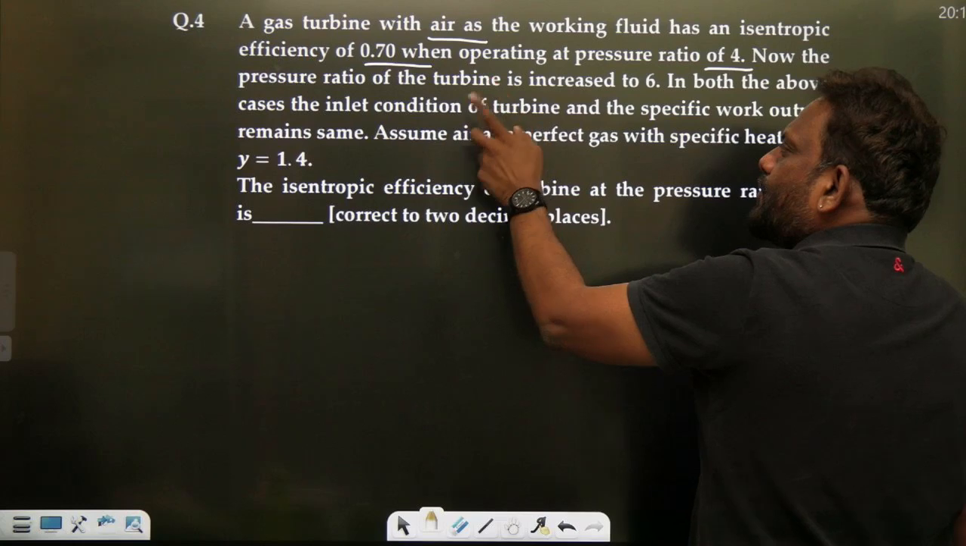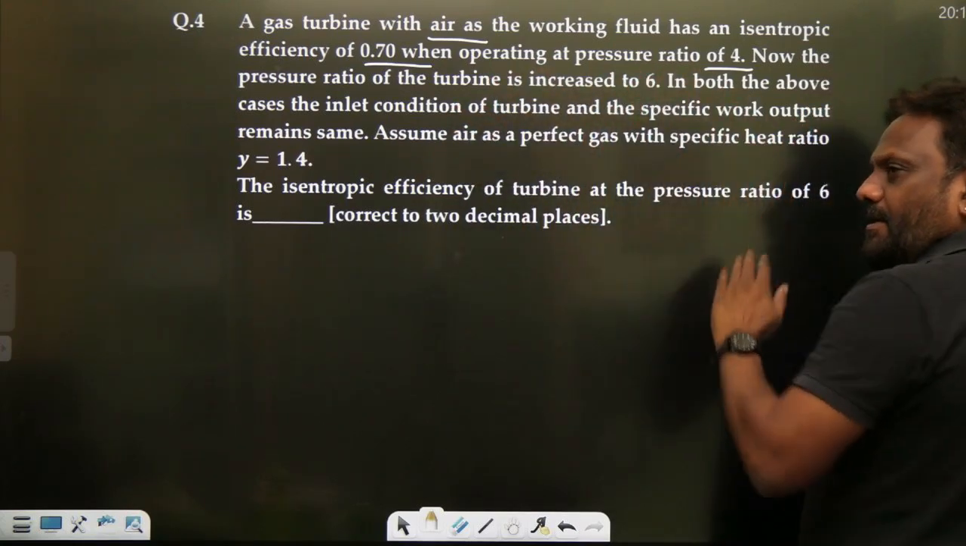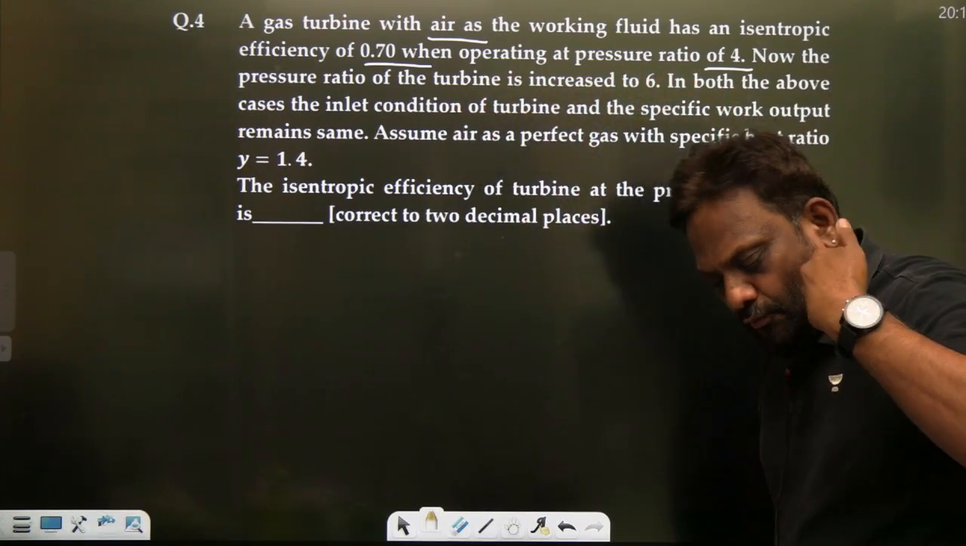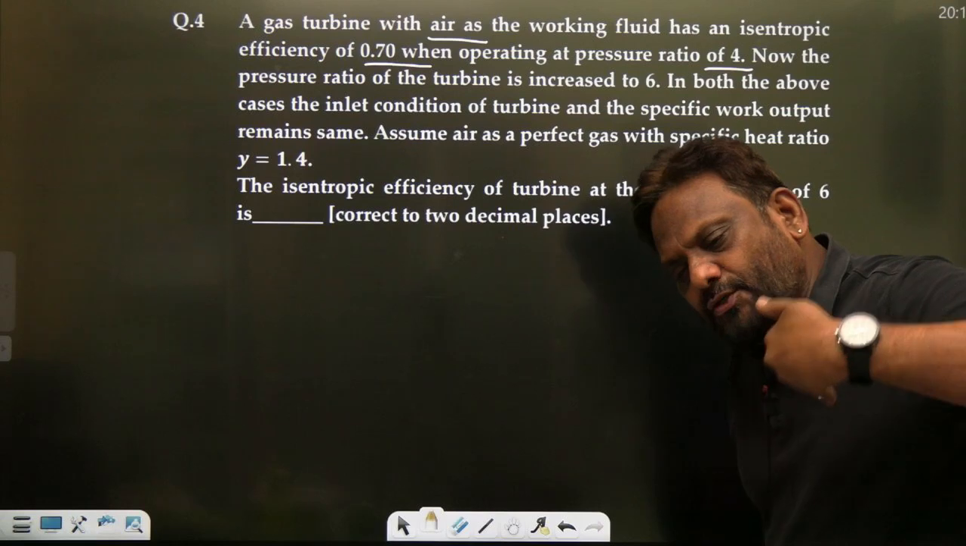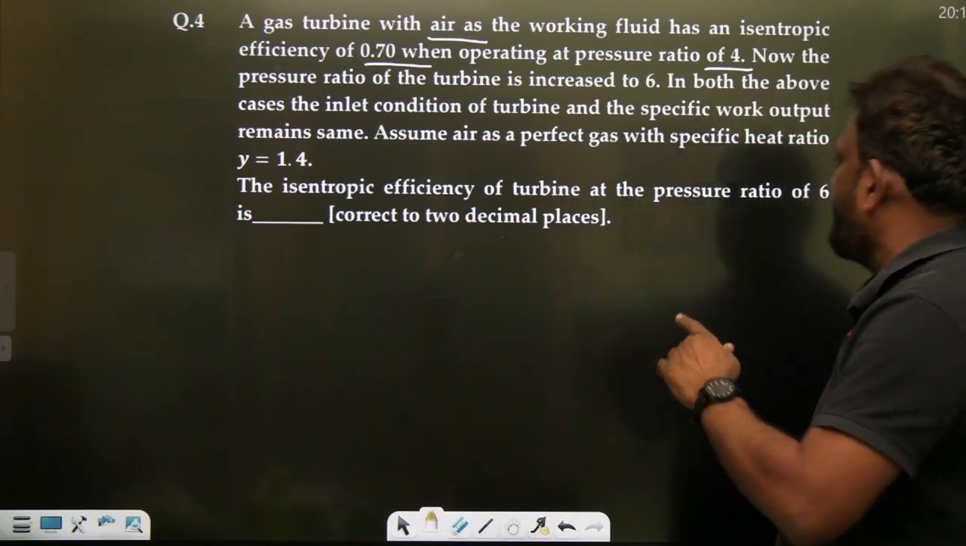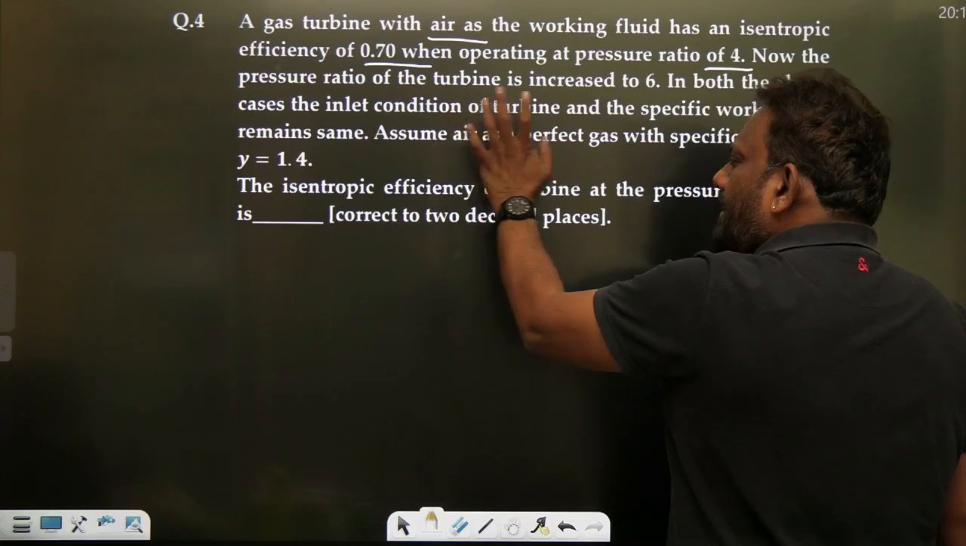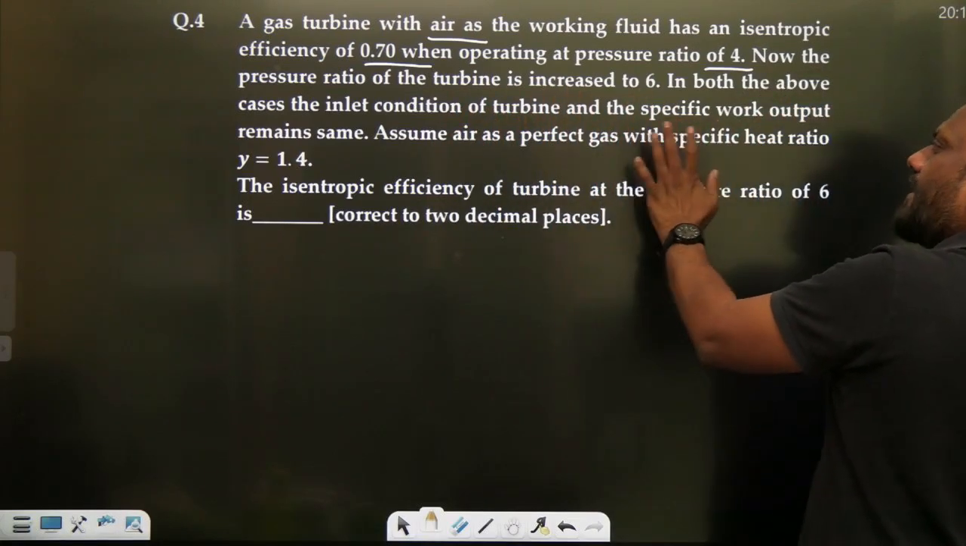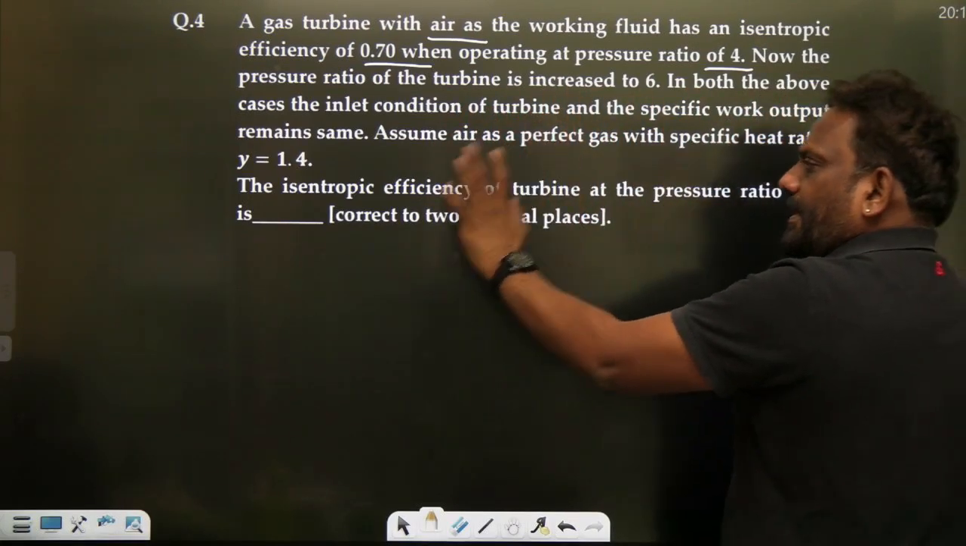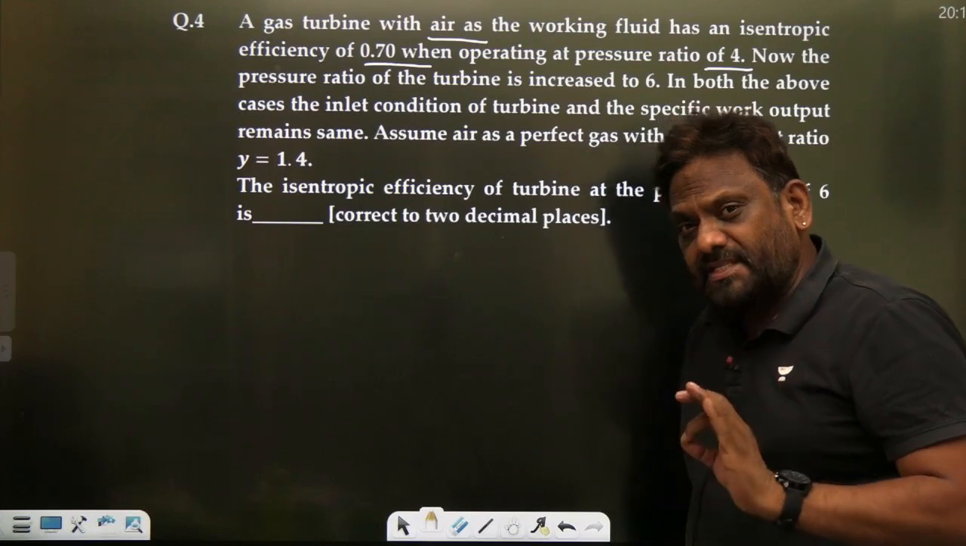Now the pressure ratio is increased to 6. So originally the pressure ratio was 4. Now the pressure ratio is increased to 6. In both the above cases, the inlet condition of the turbine and the specific work output from the turbine remain the same. What is remaining the same?